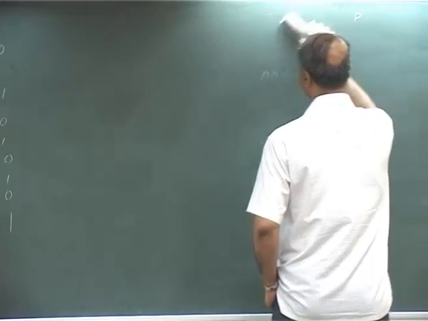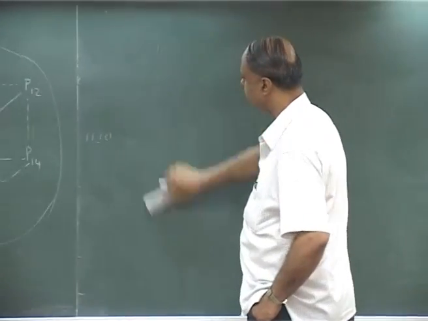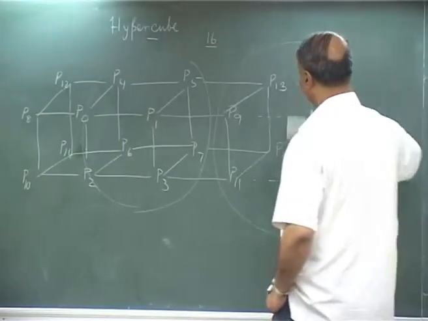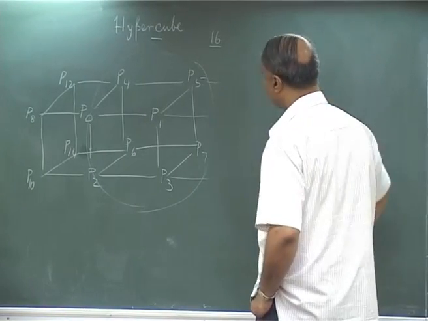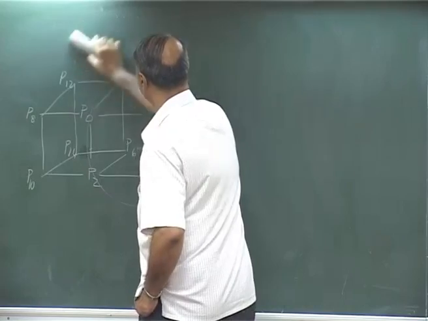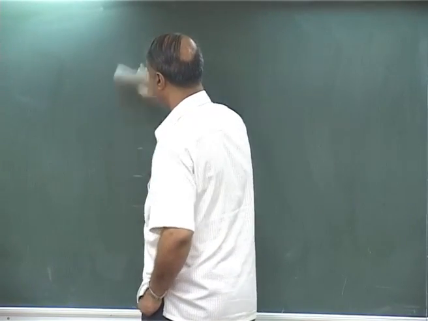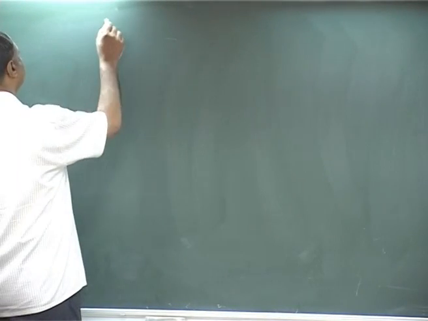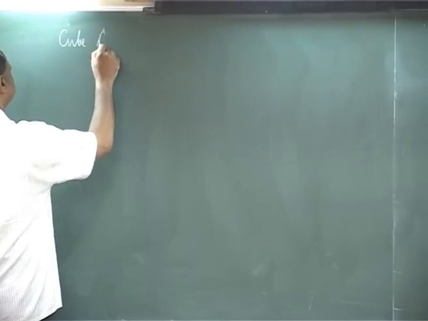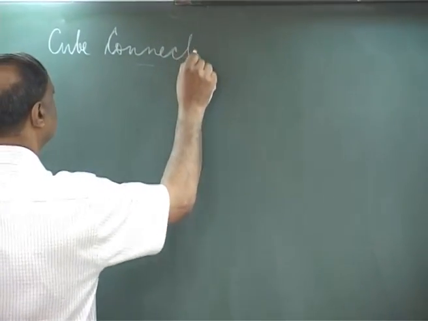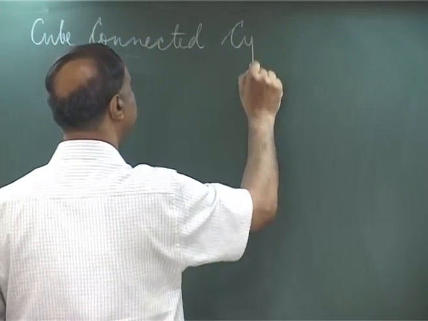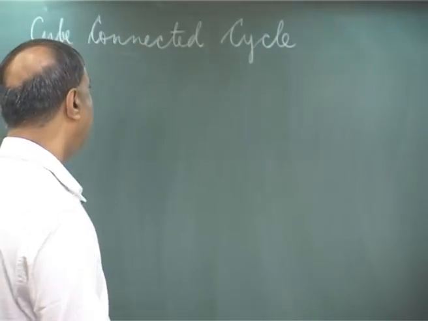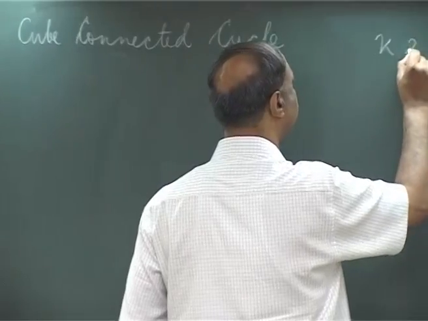In the case of two-dimensional mesh connection, every processor is having 4 connections at most, and in the case of perfect shuffle, every processor has at most 3 connections. Now next one is cube connected cycle. It is the combination of butterfly and hypercube. You have k into 2 to the power k processors.